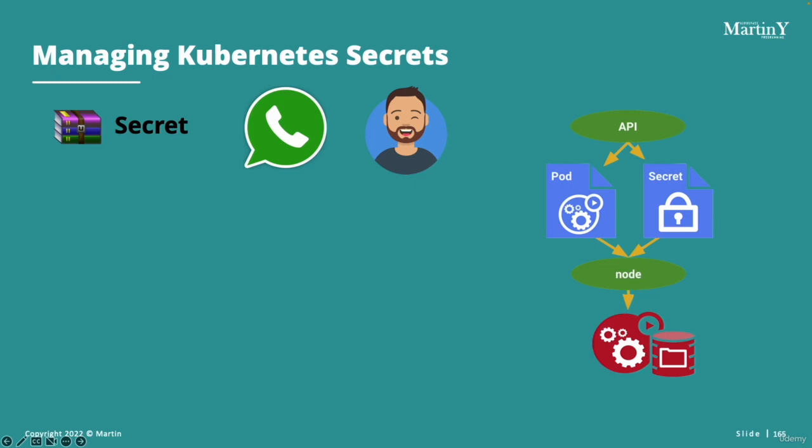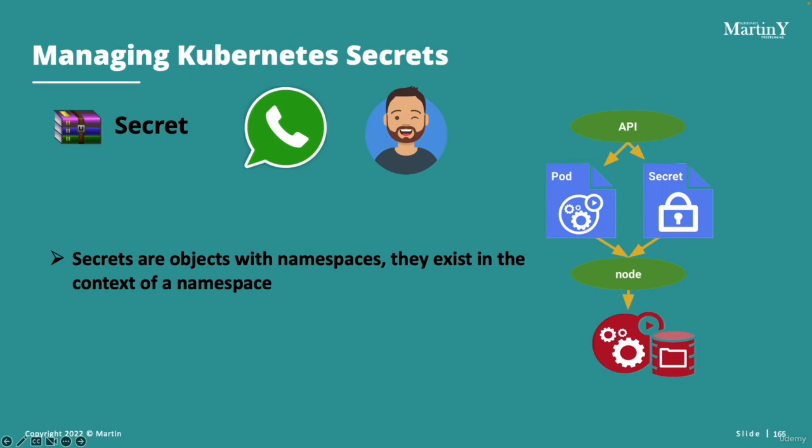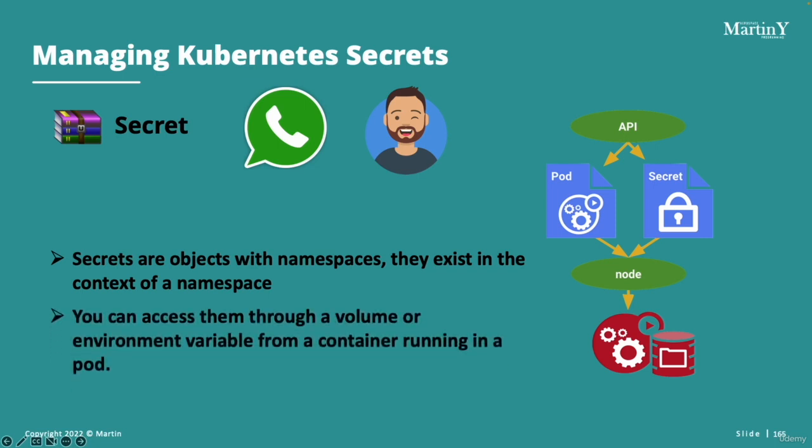So here you can see the basic model for how you can store secrets in the cluster. You can see that the pod and the secret are in two separate places, and once you have both of those, you can go to the node and from there to the database. Other interesting facts about the secrets are that the secrets are pretty much objects with namespaces, and so they exist in the context of a namespace. You can normally access them through a volume or environment variable from the container that is running the pod.